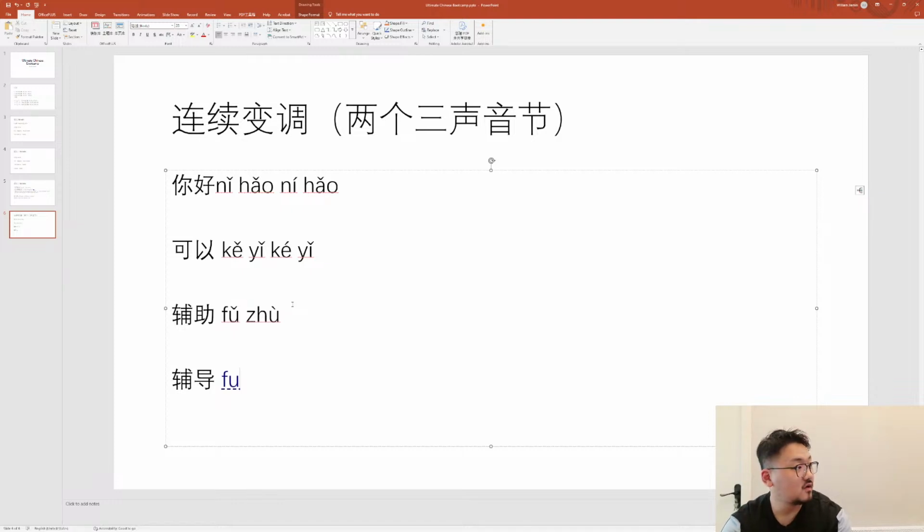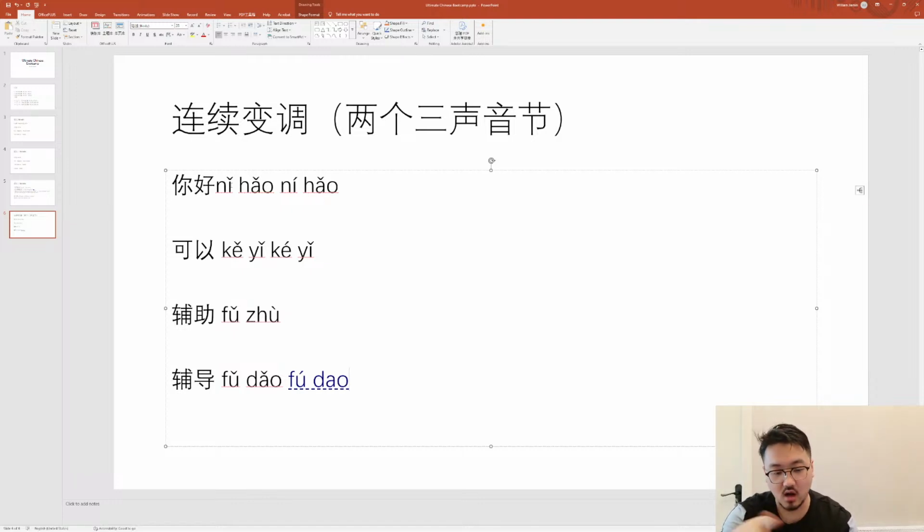So 辅导, 辅助. 辅 is third tone, and then 导 is third tone. You should automatically trigger that sort of 连续变调, right? You need to change the tone because 辅导 with two third tones is a little bit too much. It's like 让我辅导你, 是不是? Let me tutor you. 让我辅导你, that's just too much. So change the first third tone to become the second tone. 辅导. As simple as that. So 辅导 becomes 辅 second tone.